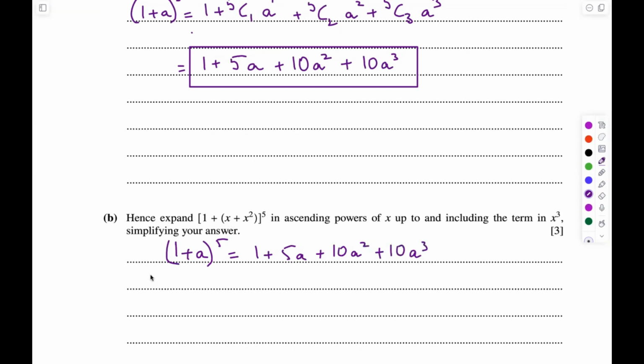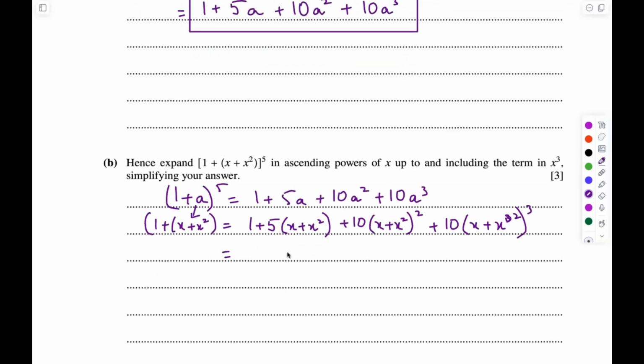So we can see that this a has now been replaced with x plus x squared. So in place of a, we can write x plus x squared. So this will become 5 into x plus x squared plus 10 into x plus x squared whole squared plus 10 into x plus x squared whole cube.